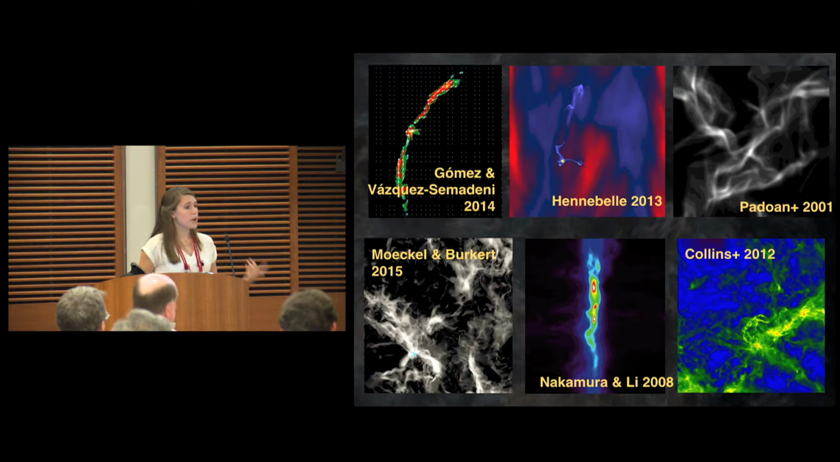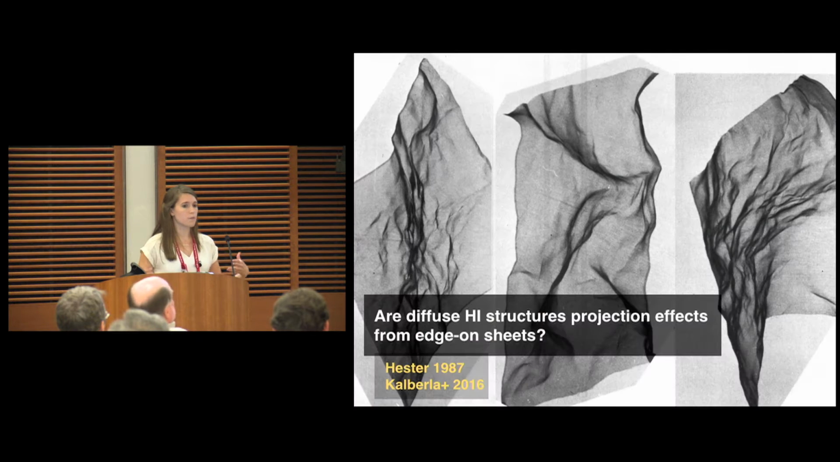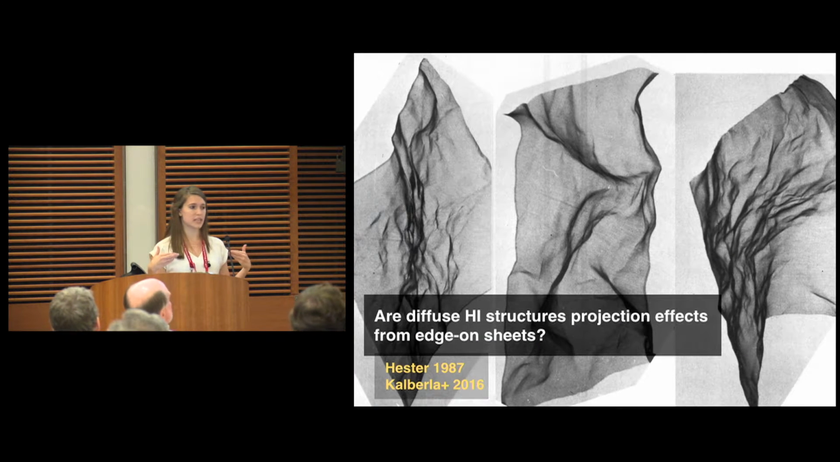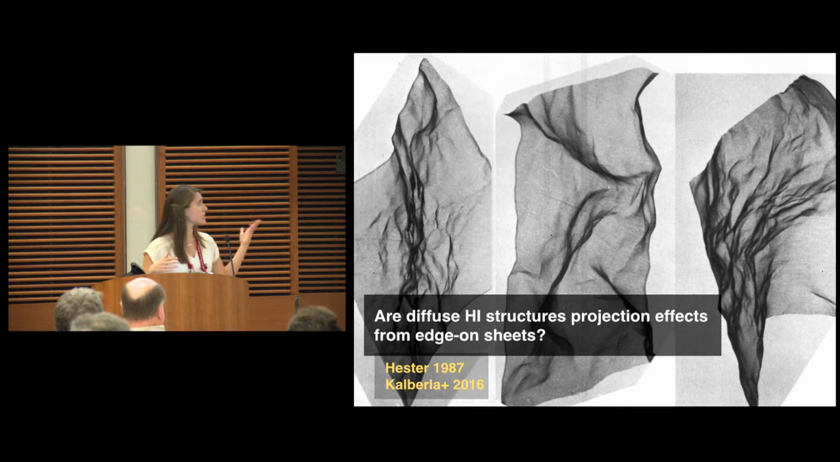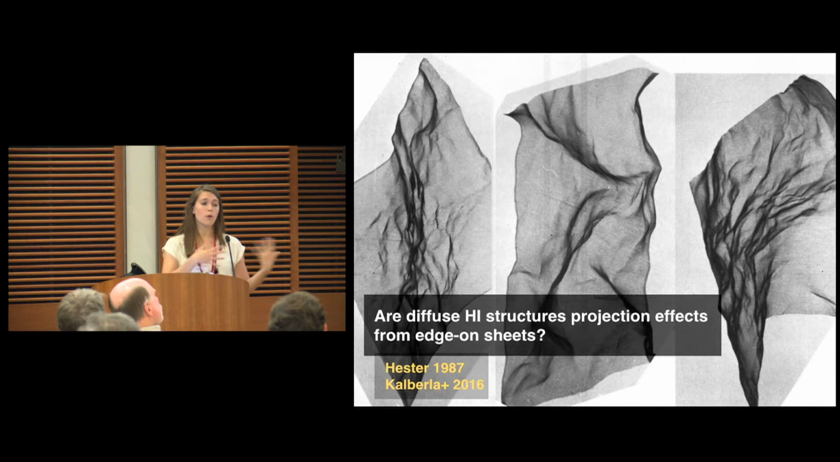So one question that's been raised is whether these fibers are physically isolated in 3D space, whether they're fundamentally filamentary, or whether perhaps they are overdensities that we're seeing because they're sort of wrinkles in a more sheet-like medium. So these are actually just pieces of paper that were crumpled up and photographed in Hester 1987. But more recently, for specifically the type of H1 fibers that we've been looking at, it's been proposed by Calabarella et al. and some others that what we're seeing really are crumpled sheets.